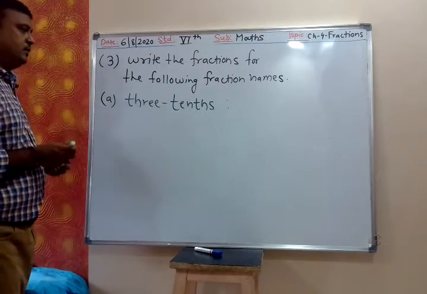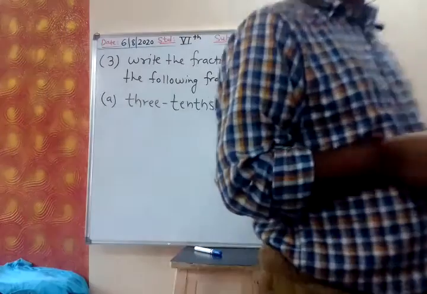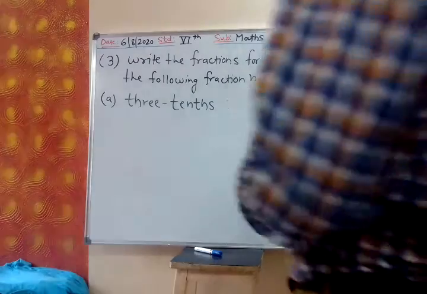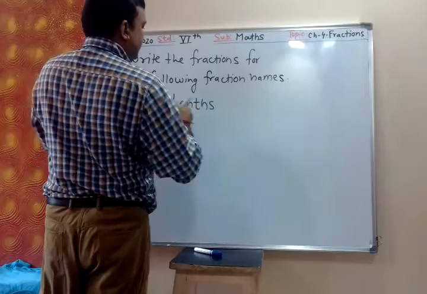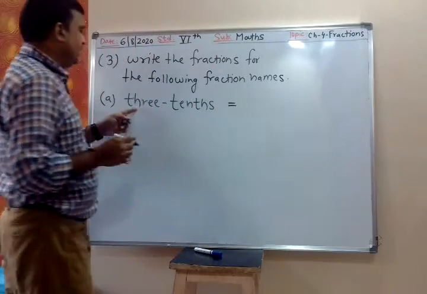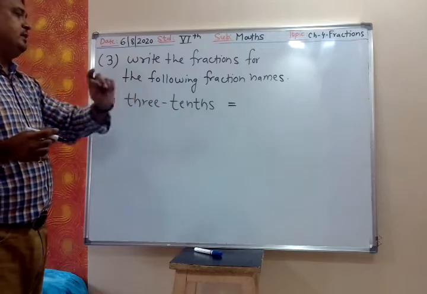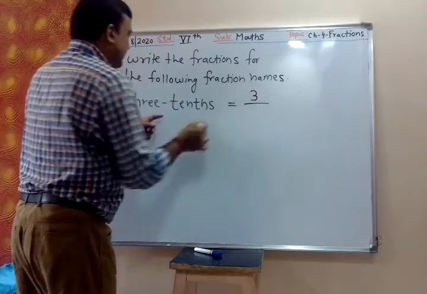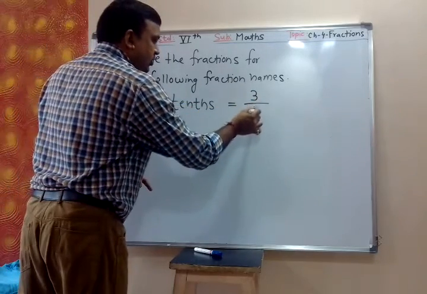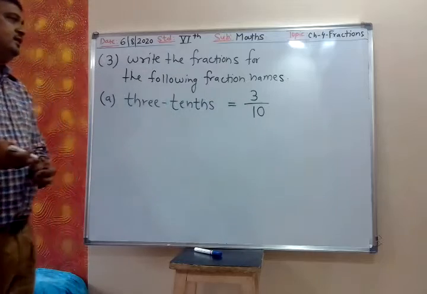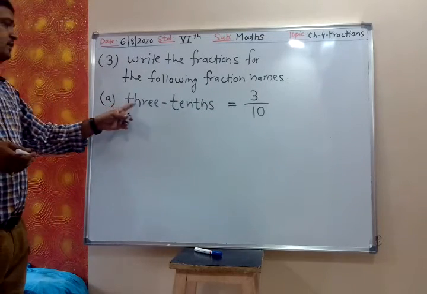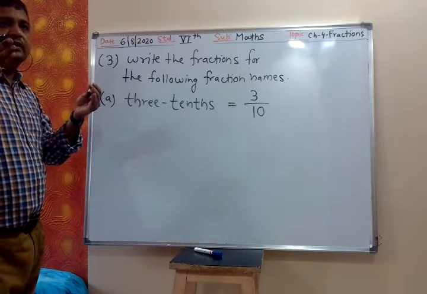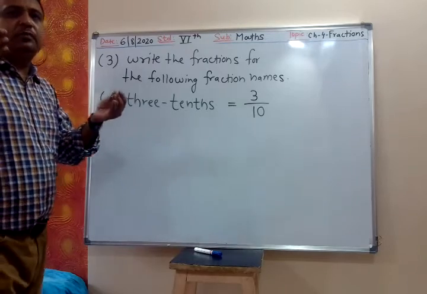B. A is 3/10. So in fraction name, the first part represents numerator and the second part represents denominator. So 3 I will write in the numerator. Then tenths means 10 in the denominator. So this is 3 upon 10. The fraction is 3 upon 10. You have to write down the fraction from the fraction name.